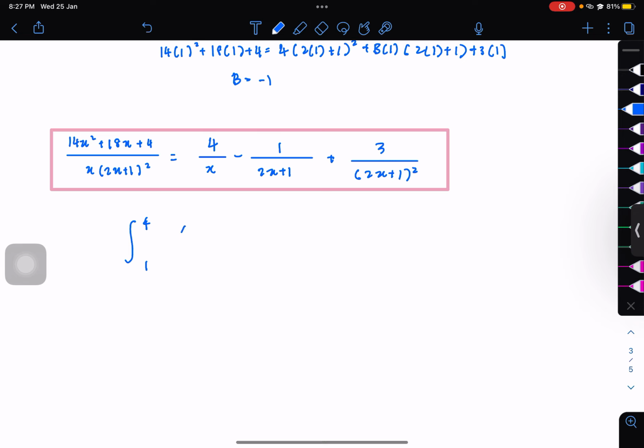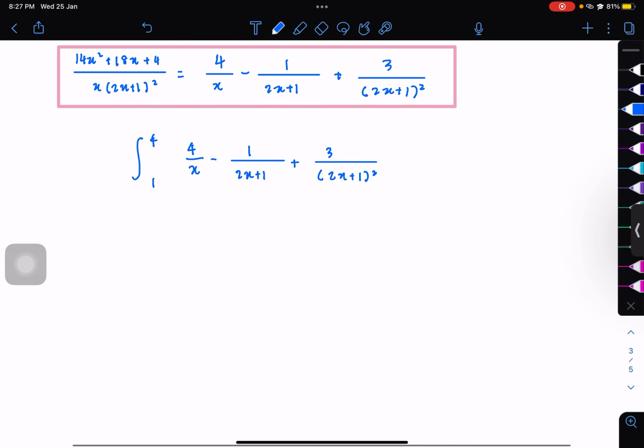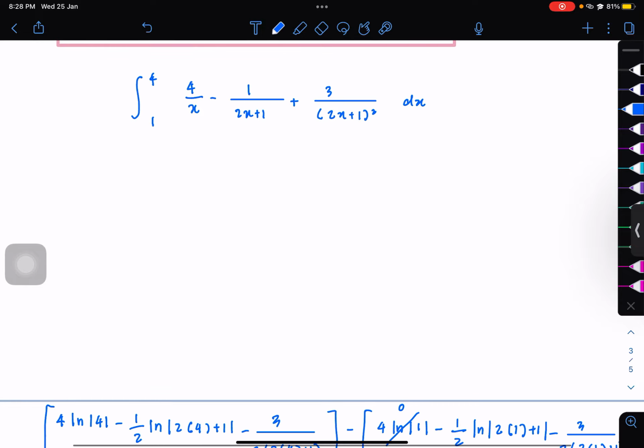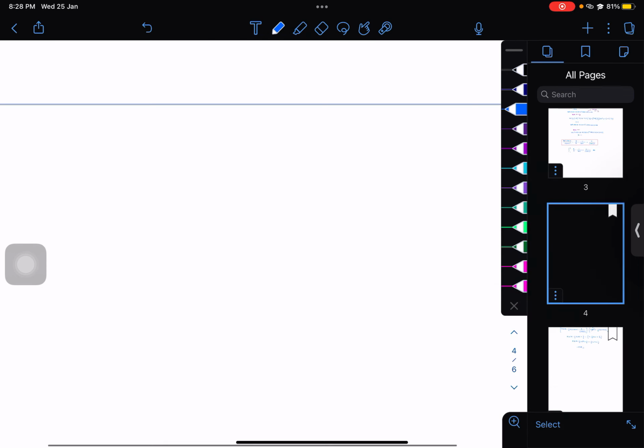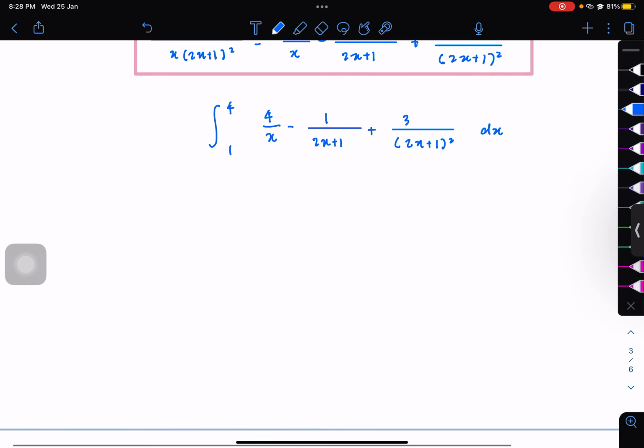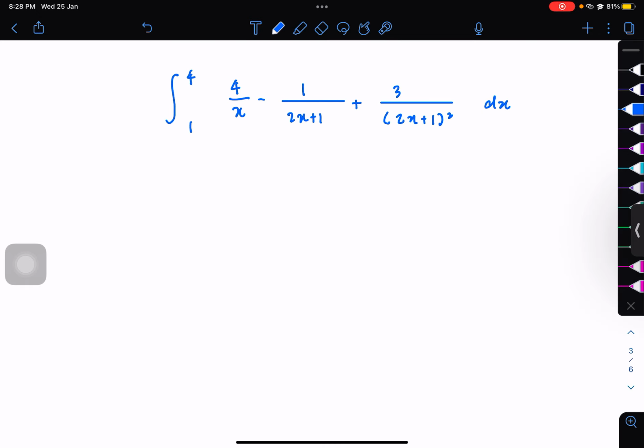Okay. And then you just write the partial fraction that you already did before this. And then what I should do is I will integrate all the equation in the integration equation. So this is the dx. So next, we will integrate one by one.